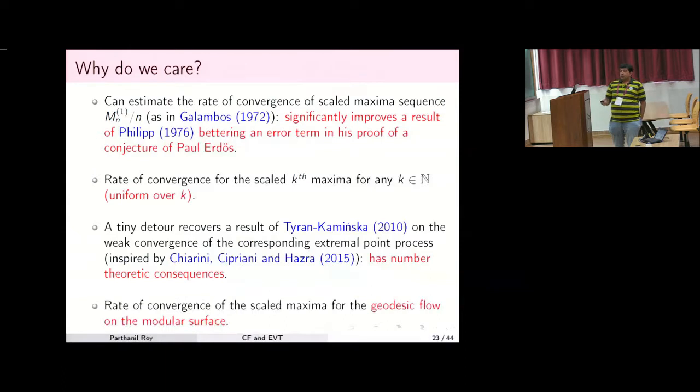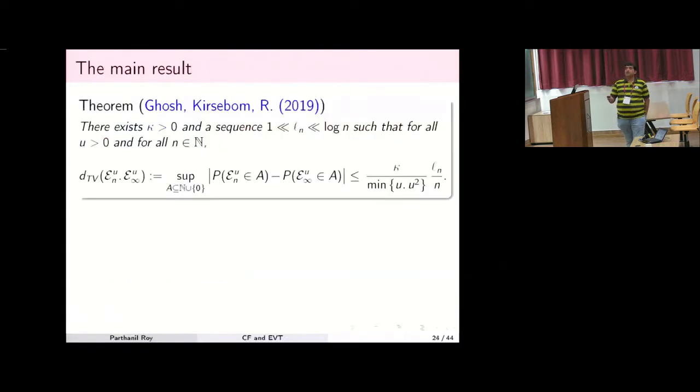Let's see. Okay, so the rate of convergence of the scale maxima for the geodesic flow on the modular surface, this is something coming from hyperbolic geometry intersection with number theory, can also be obtained. If time permits, in the end, I'll talk about this. So it connects to various things, and therefore this is an important problem. So this is our main result.